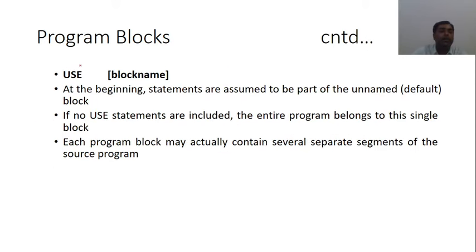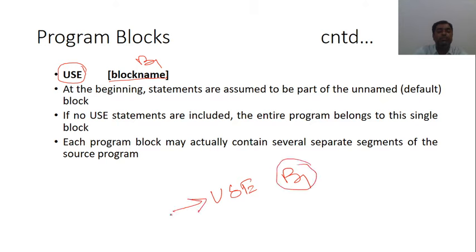Now when we are using program blocks, there is a pseudo instruction that is used, known as the USE statement. It is written like this: USE and then the block name. Basically this statement instructs the assembler about the block name. Suppose that the block name is B1. If I get this instruction USE B1 in our program, it instructs the assembler that block B1 starts from here, after this instruction.